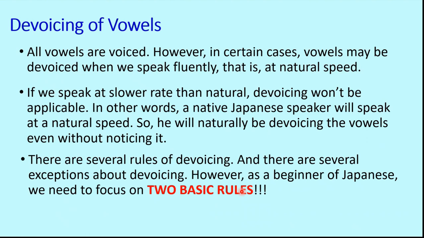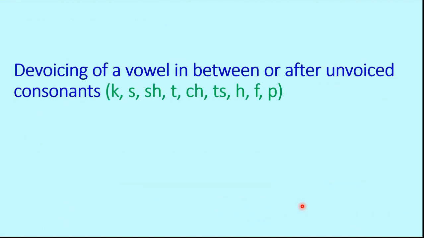However, as a beginner of Japanese learning, we should focus on two very basic rules without going into many exceptions and complicated ones, because that will only confuse beginners. So we will focus in this lesson on the two very fundamental rules that need to be followed while devoicing the vowels. In the Japanese language, vowels are devoiced in between or after unvoiced consonants. I repeat one more time. These unvoiced consonants are k, s, sh, th, ch, ts, h.